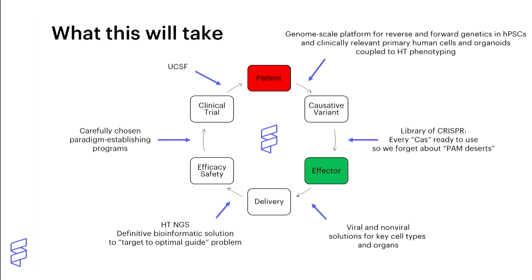So, a platform to do reverse and forward genetics in primary cells to understand the causative variant and the biomarker of efficacy. To be able to build effectors to not be limited by the design density of Cas9. We're passionate about delivery, and we are both philanthropically and federal government supported to build new delivery tools. We're building turnkey modalities for engineering efficacy and specificity. We carefully choose paradigm-establishing programs, and of course, we're ramping up to do the clinical trials at UCSF.